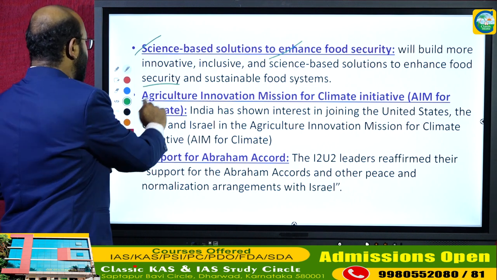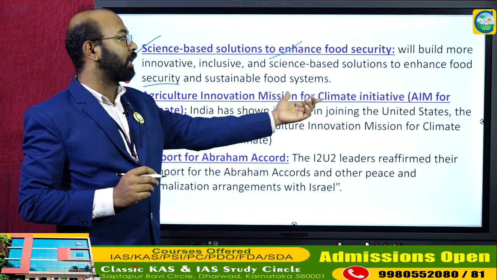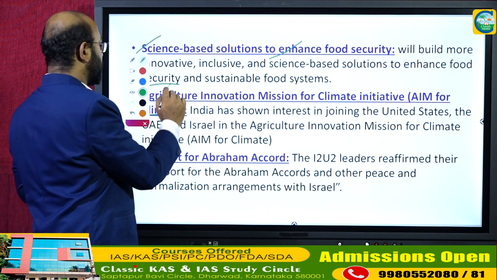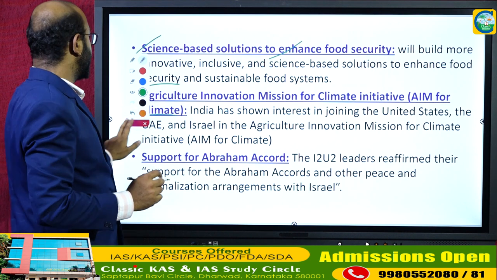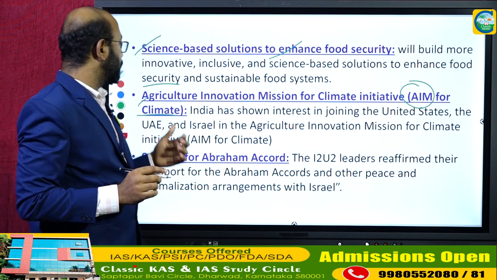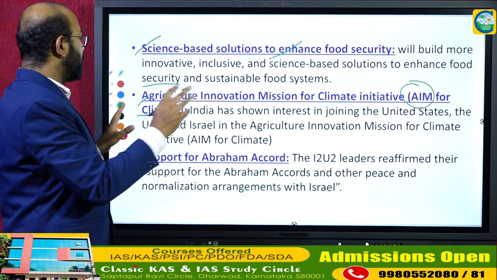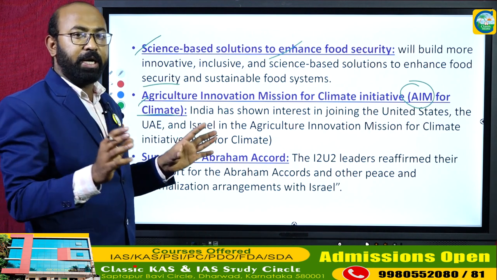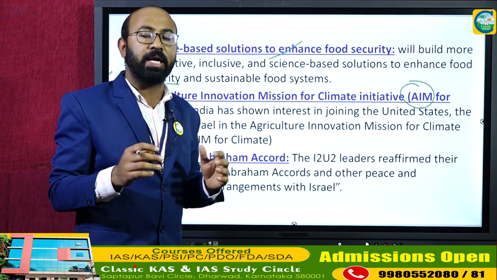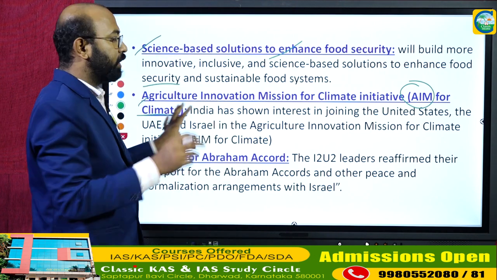Okay, the next point of discussion was the Agriculture Innovation Mission for Climate Initiative. It is called the AIM for Climate, in short. So what is this AIM? This AIM is nothing but the Agriculture Innovation Mission. This AIM for Climate is already agreed by the USA and some other Middle East countries. Now India has expressed its willingness to join in this initiative.